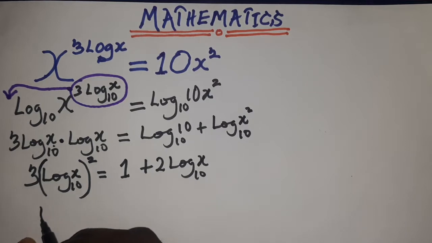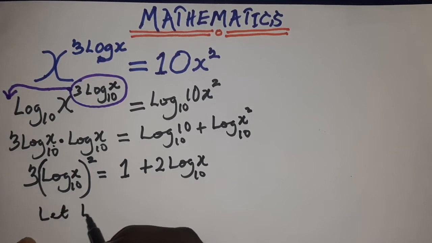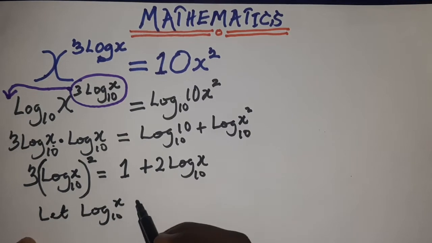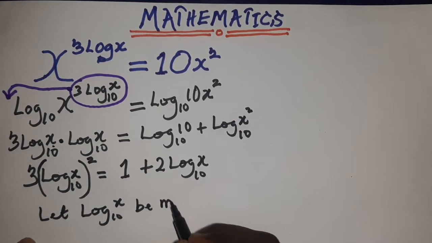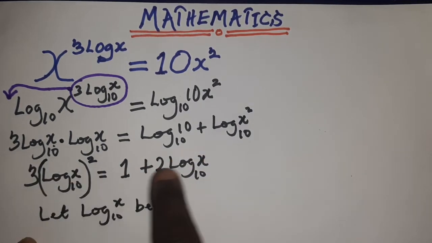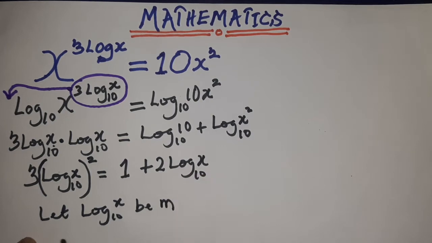So I can say let log x base 10, since it appears on the left and on the right hand side, be m. So anywhere there's log x base 10, I'm putting m there. So I'm going to rewrite this one and replace the log x base 10 here and the one here with m.